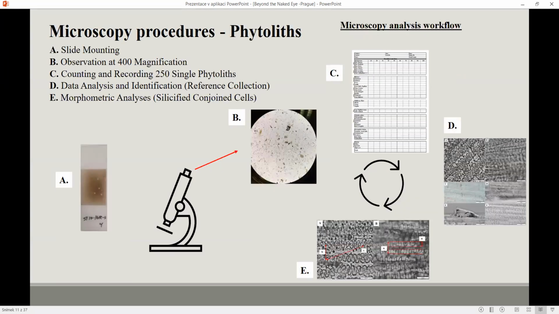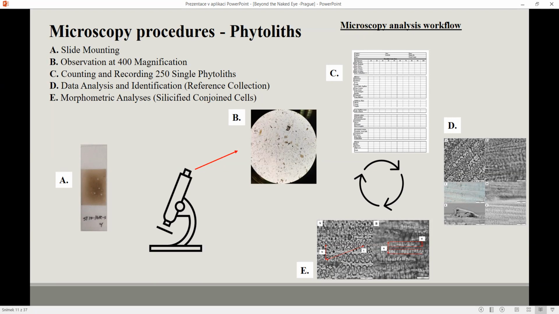So after we have finally the samples ready, we have to move to the procedure regarding microscopic analysis. In this sense, the microscopic procedure for phytoliths and starch grains are similar, but they have major differences. First, starting from the mounting, slides for phytoliths are mounted using a permanent mounting medium. Then they are observed under the microscope at 400 magnification up to reaching 250 single phytoliths, which is a statistical account that we know is representative for the whole sample.